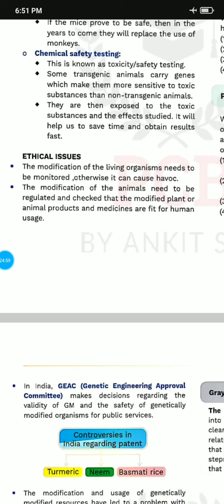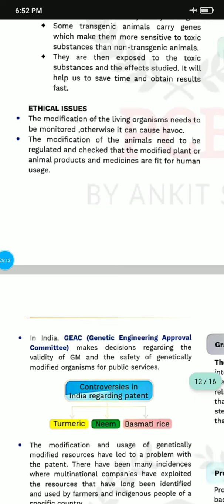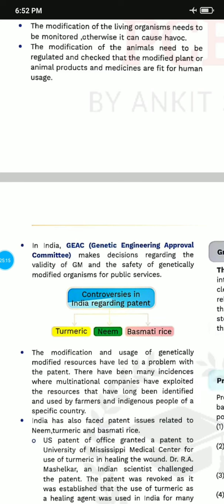On the ethical side, the modification of living organisms must be monitored. The animals need to be regulated and checked so that the product is fit for use. The Genetic Engineering Approval Committee makes the decision whether this vaccine goes for further use or not.